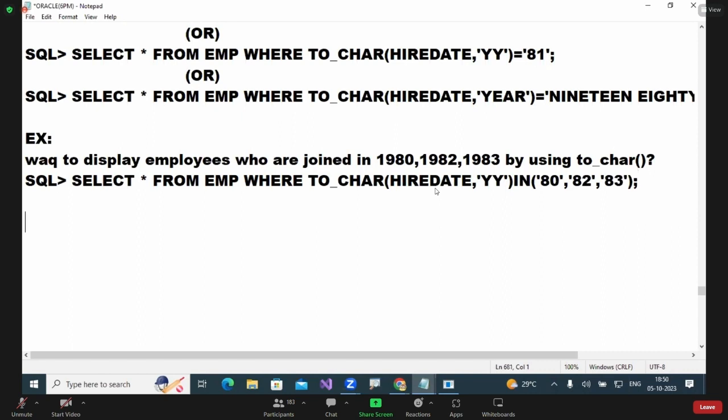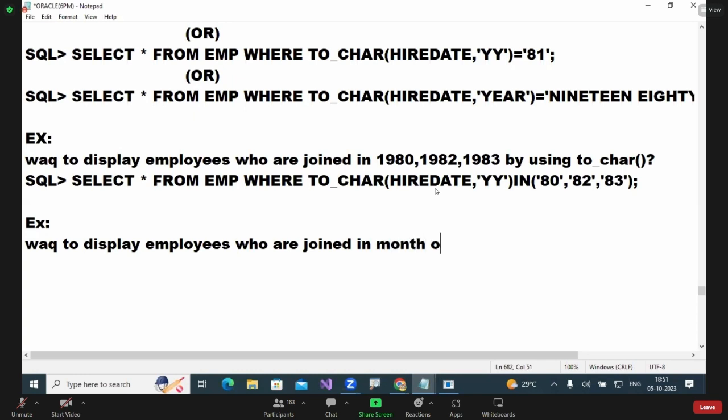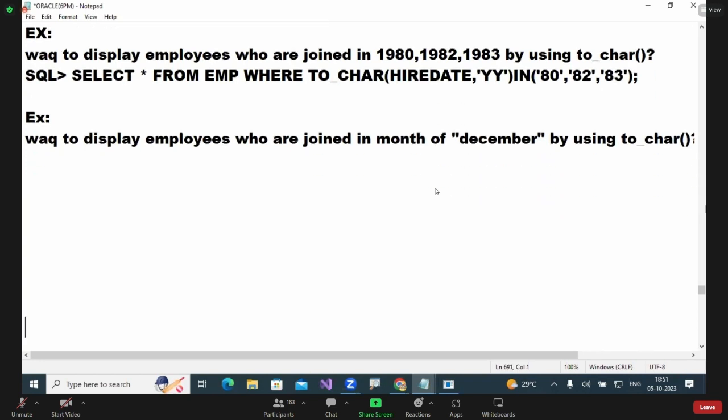Okay, all right. And the next one, one more example. Write a query to display employees who joined in the month of December by using the to_char function.